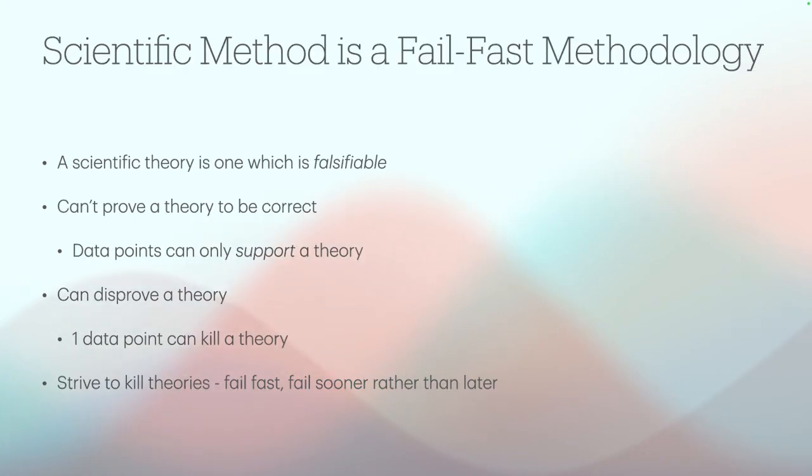The scientific method is fundamentally a fail-fast methodology. A scientific theory is one which is falsifiable. We can't prove a theory correct, but we can disprove it. One contradictory data point can kill a theory. We should strive to disprove our theories early in development.